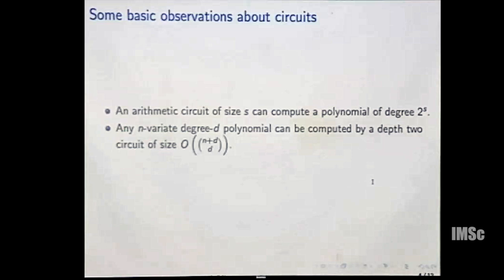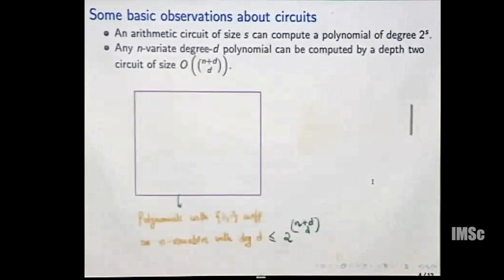You have one addition gate followed by multiplication gates. Each multiplication gate is computing a monomial. Is that okay? So now this is one way to compute an n variate degree d polynomial. Is this the best way? That depends on the polynomial. So let's try to see some other observation.